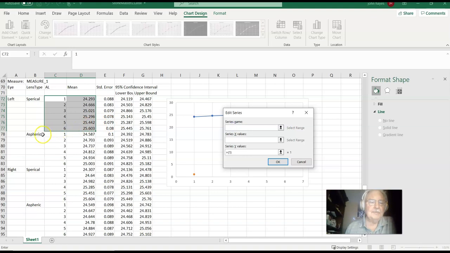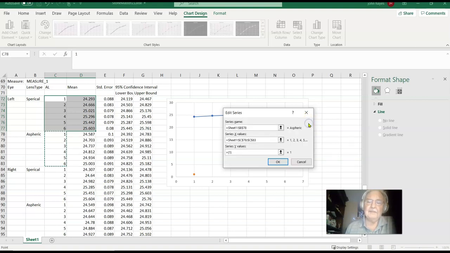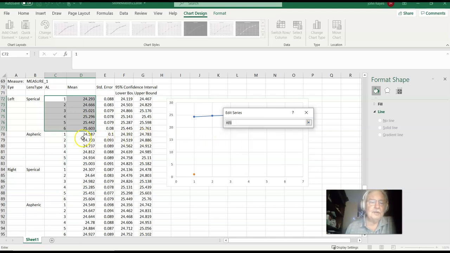The series name is going to be aspheric. The X values are going to be these guys. And actually, I could use the same ones as the other one. I'm going to hit this little button right here to save that. I'm going to hit this little button again to do the next one. Copy these down.